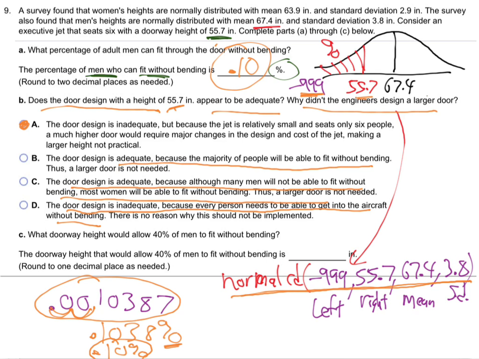So part C would just be inverse norm, right? 66.4. Is that what it came out to be? 66.4 inches? You want me to scribble that one out real quick? So part C would be inverse norm: 0.4, because 40%, and then the average, 67.4, and the standard deviation, 3.8. Comes out 66.4. So if they made the door 66.4 inches, 40% of the men could just run through it.